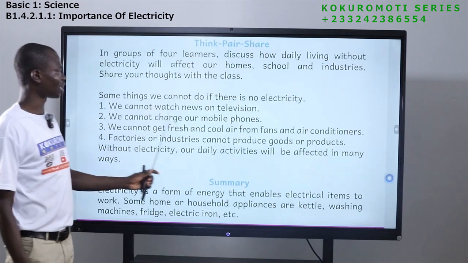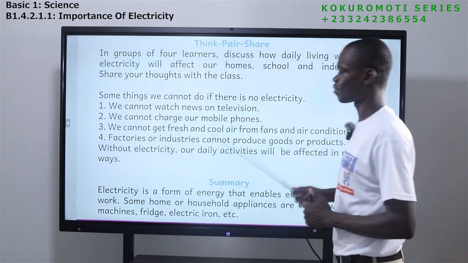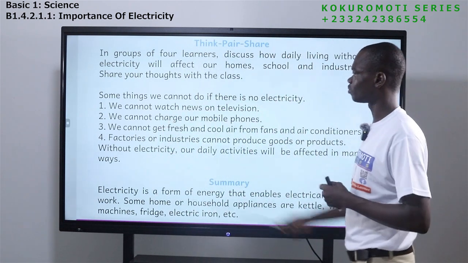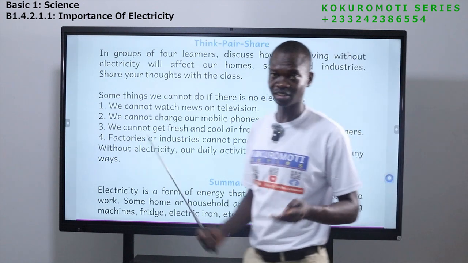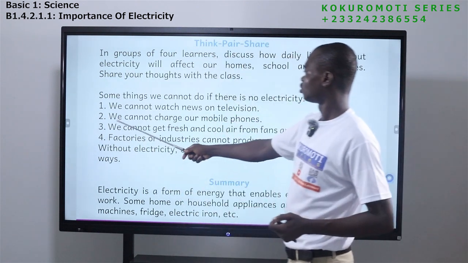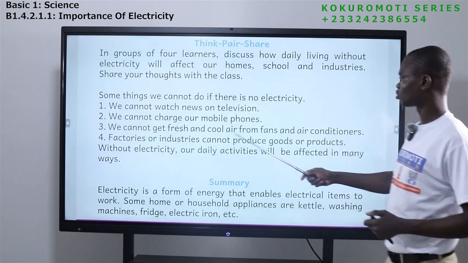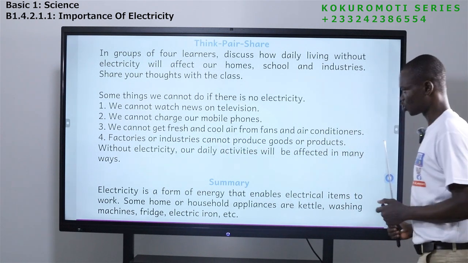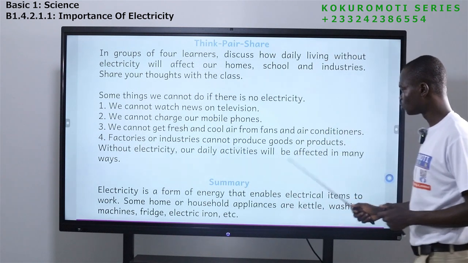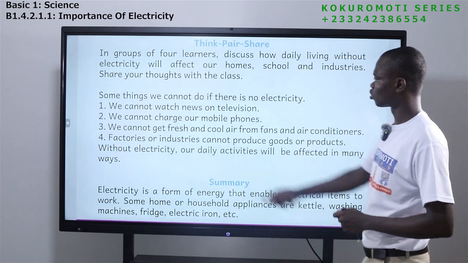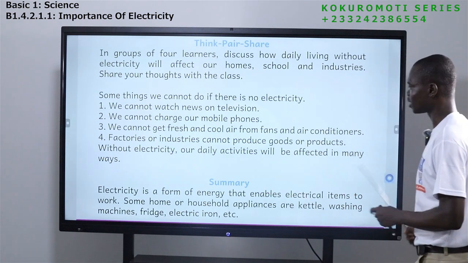Okay, so let's see. Some things we cannot do if there is no electricity. So you should know that there are some things you can't do without electricity. First one, we cannot watch news on television. We cannot charge our mobile phones. We cannot get fresh and cool air from fans and air conditioners. 4, factories or industries cannot produce goods or products. So without electricity, our daily activities will be affected in many ways.